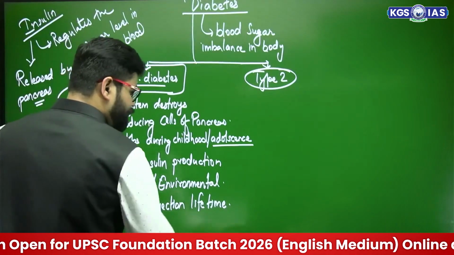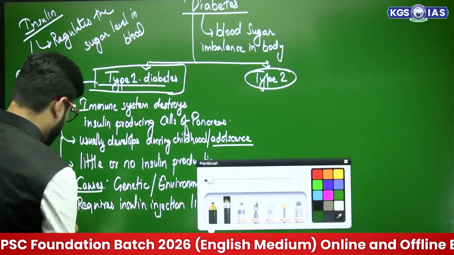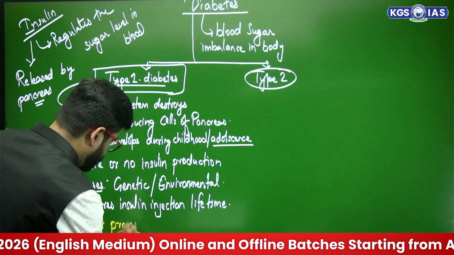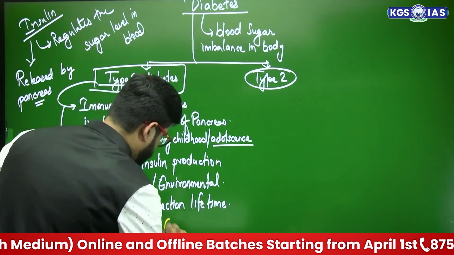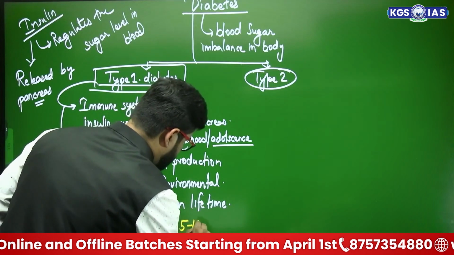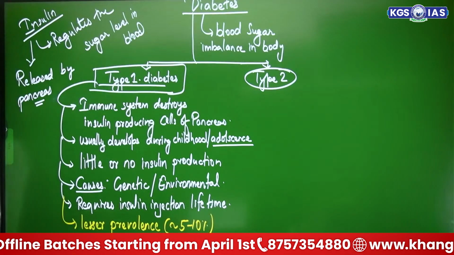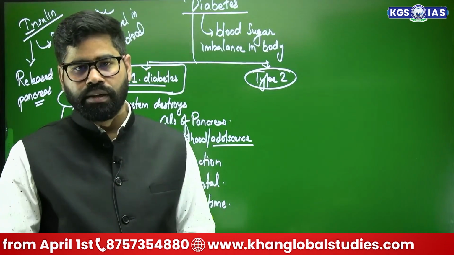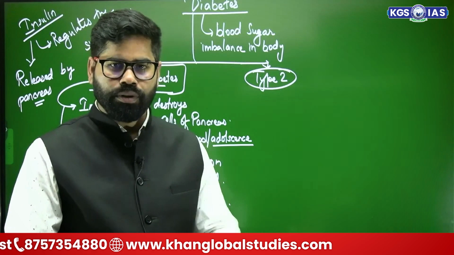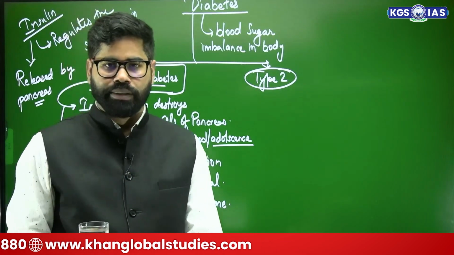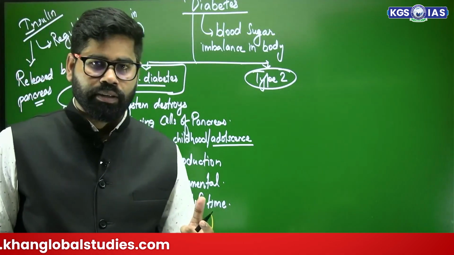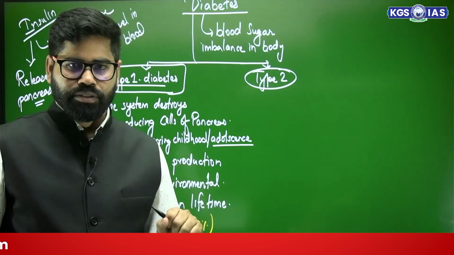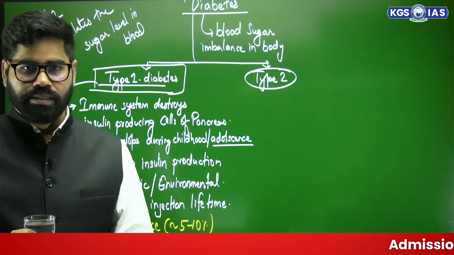There is lesser prevalence of this disease, around 5 to 10%. In India, it is normally 5%. But if you look at the global figures also, it is around 5 to 10%. So that is the positive part, that it is not very prevalent. That is one positive aspect of type 1 diabetes.